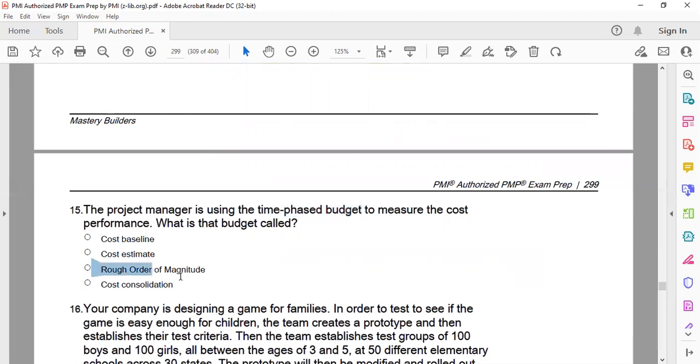Look, rough order of magnitude we use at the time of planning. Cost consolidation we do at the time of aggregation, which is our planning. So these two cannot be the answer because the question is at the monitoring and controlling. So in monitoring and controlling, you have to maintain the baseline. Agreed or not?